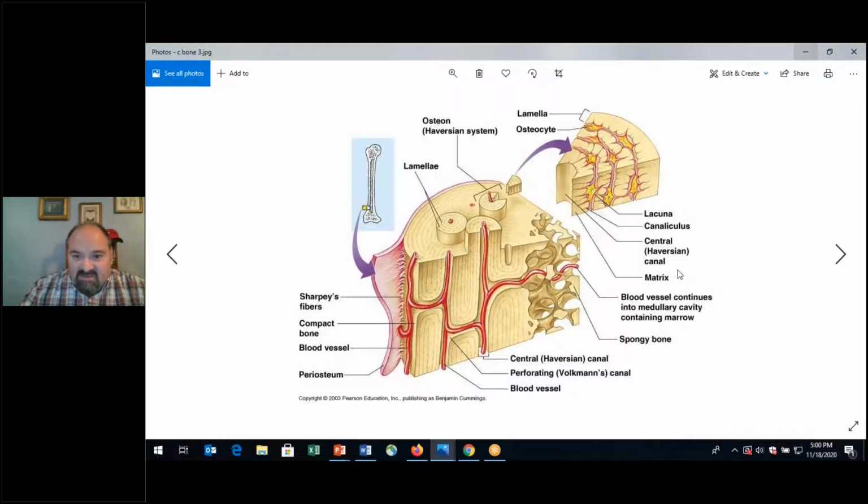Okay, let's look at the next image. It's showing you here a little bit how the blood vessels actually weave in and out of these holes in the spongy bone. And here you're seeing the periosteum that's pulled away from the covering of the bone.